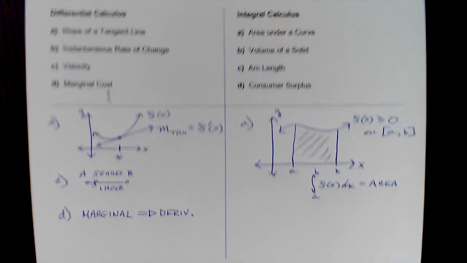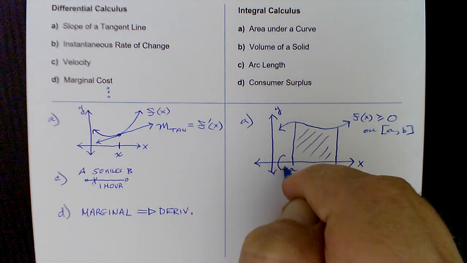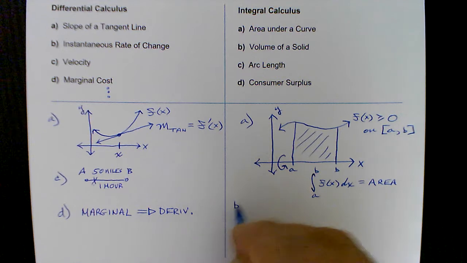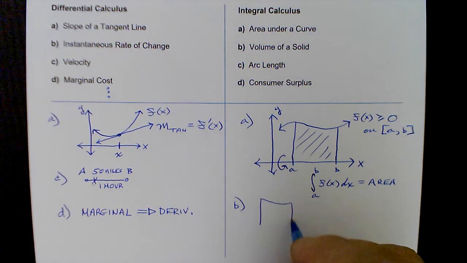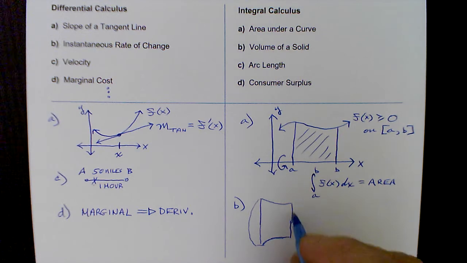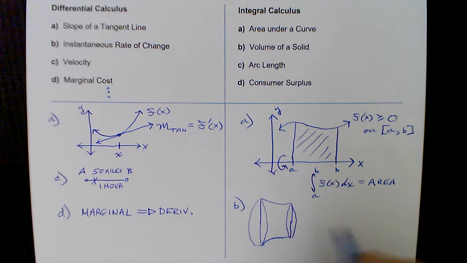Volume of a solid of revolution. If you take that and you revolve it around one of the axes, then you generate a volume. I don't know if I'm going to be able to draw this all that well, but in 3 dimensions here. That might be what the shape looks like. So that's a volume of the solid of revolution. We use a formula to calculate that.